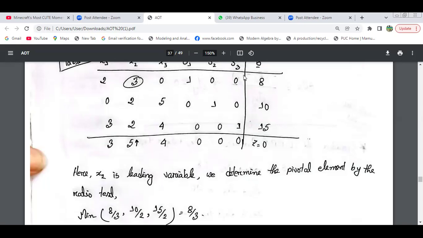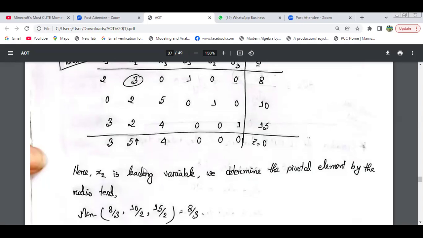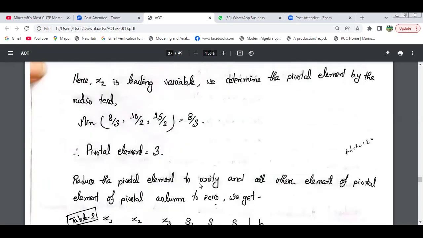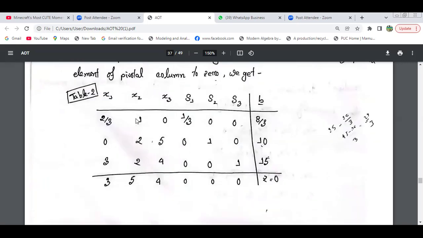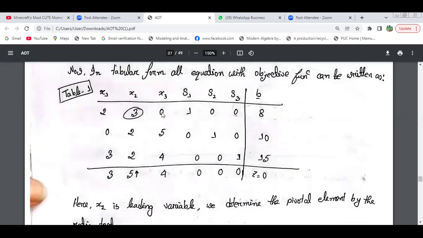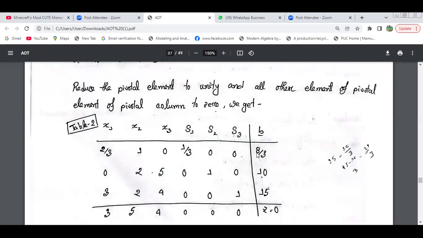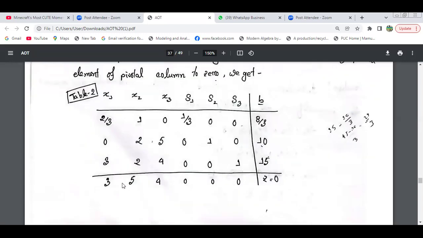Okay, this is the minimum, and the pivotal element we reduce to unity, 1, and all other elements of the pivotal column to 0. That means in the second table we get, we make this 1, and the rest we make 0. Now how do we make 1? Divide by 3 directly. Clear? Dividing directly by 3 we get 2/3, 1, 0/3, 1/3, 0/3, 0/3, 8/3. Okay, 8/3, and the second row, third row, fourth row unchanged.